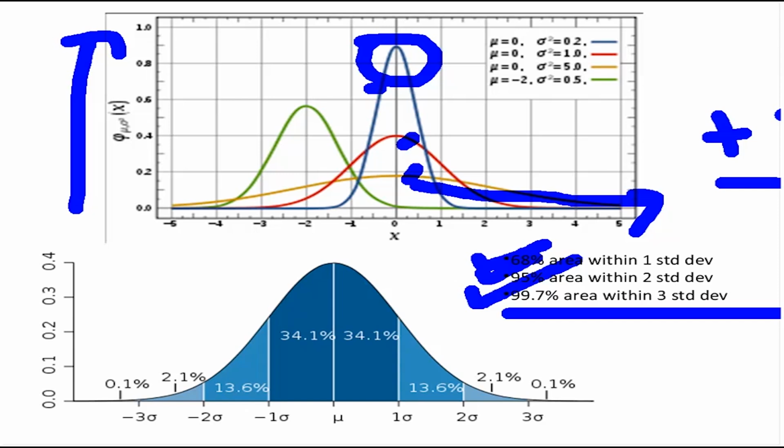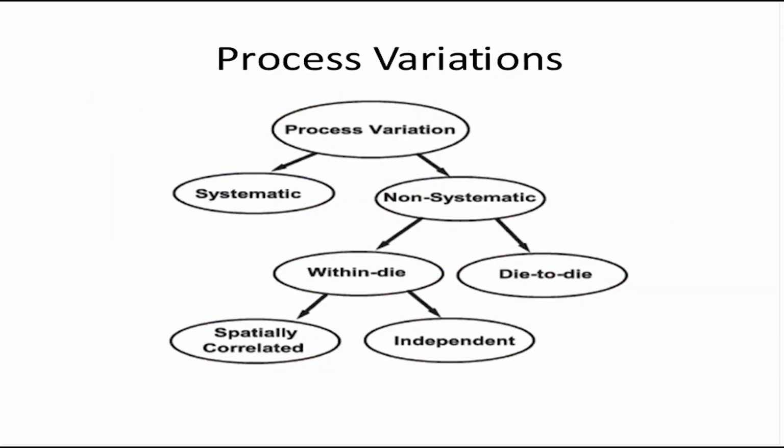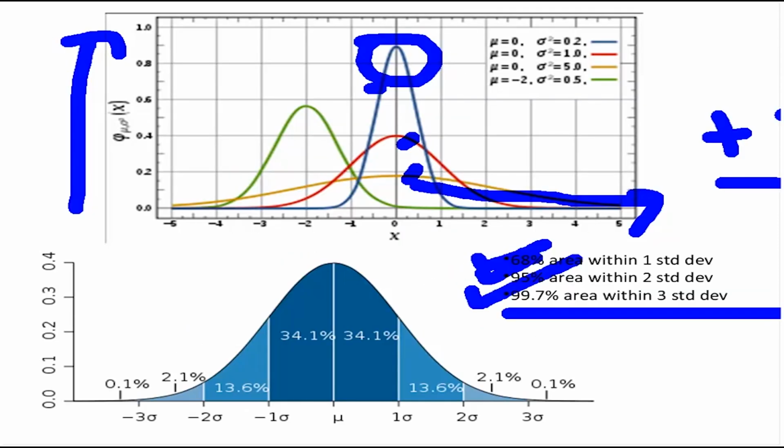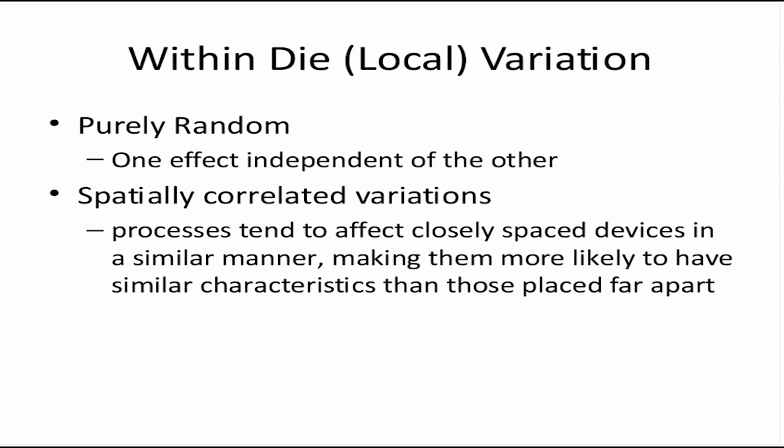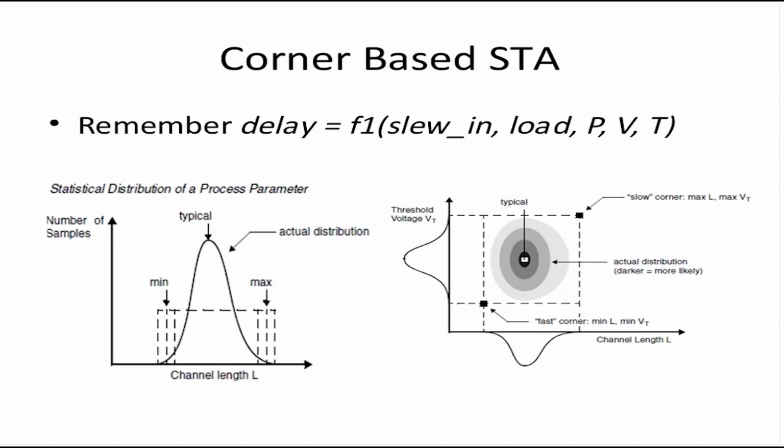Let's go to the next slide to make this more clear. So this is the slide I'm talking about. The idea is that whatever corner is chosen for corner based STA, we should try to choose a corner which covers up to 3 sigma. Slow corner on the +3 sigma side, fast corner on the -3 sigma side.